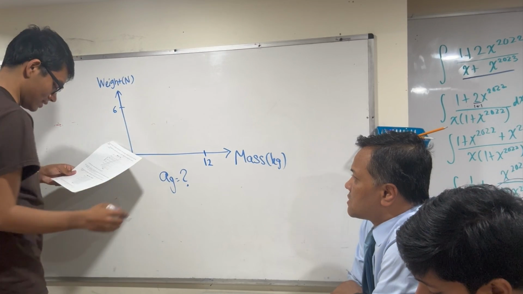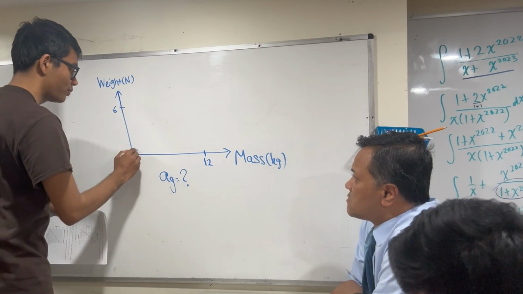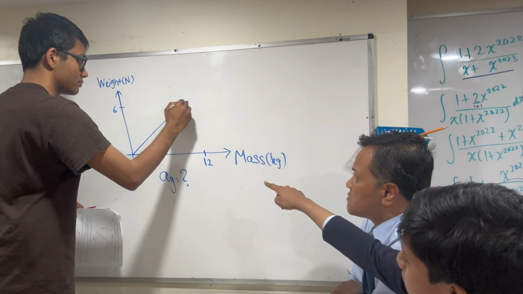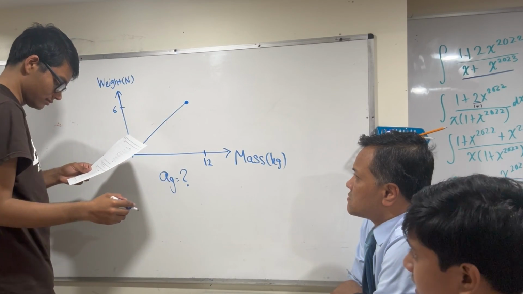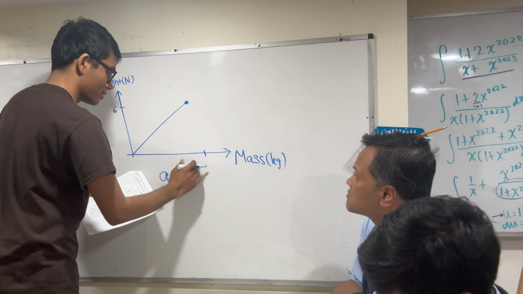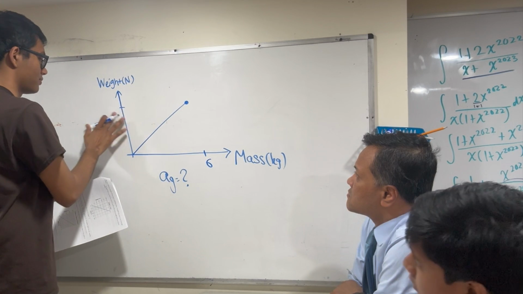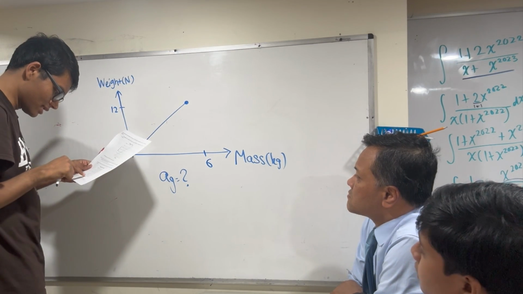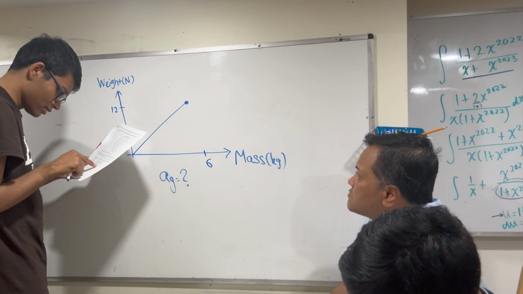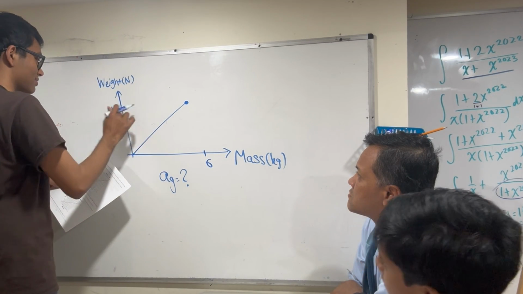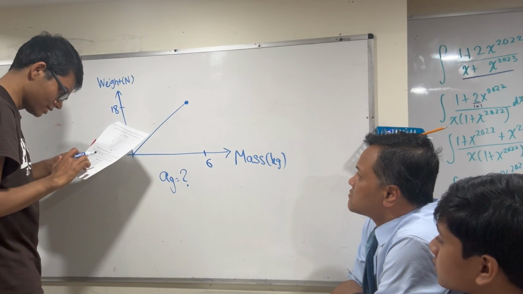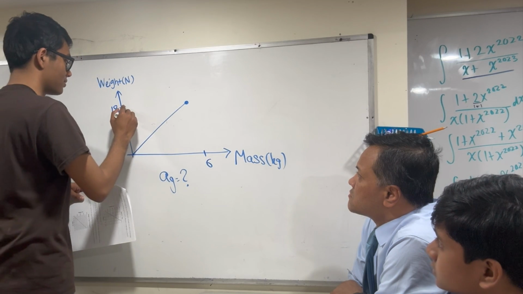So we just need two points on the line. There's 12 on the mass axis. I think you're thinking of 6. Oh, sorry, yeah, you swapped them. This is 6, this is 12. Those don't even line up. It's 4 and 12. No, 6 and 18. Right, 6 and 18. Okay, good.